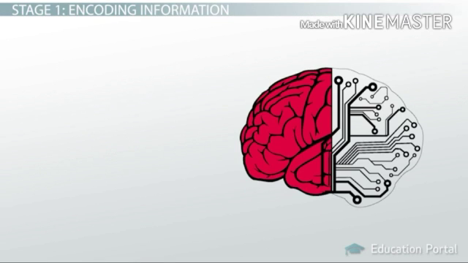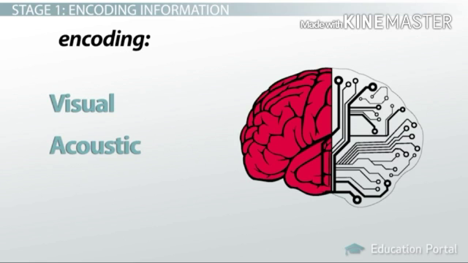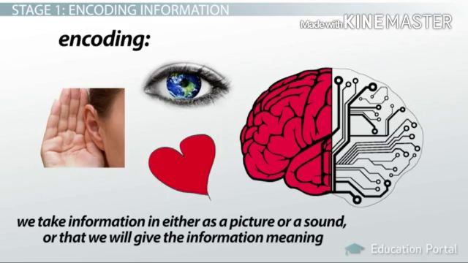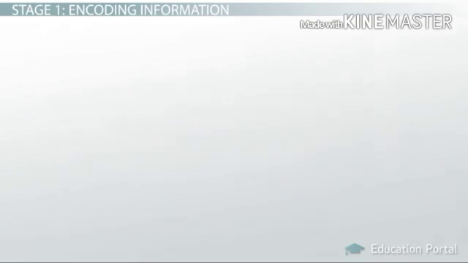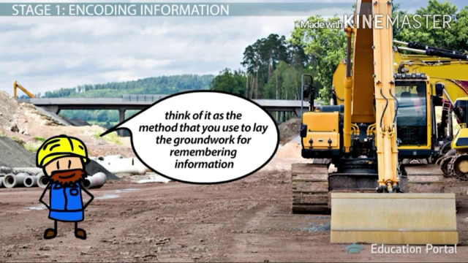The first stage of memory is encoding. When we are exposed to information of any kind, we take the information and begin processing it in visual, acoustic, and semantic form. This means that we take information either as a picture or a sound, or that we give the information meaning. One way to understand encoding is to think of it as the method that you use to lay the groundwork for remembering information.